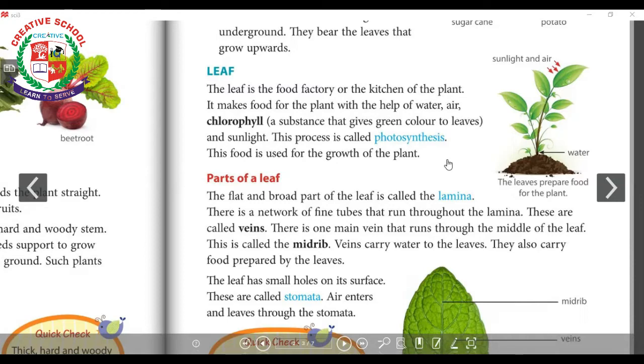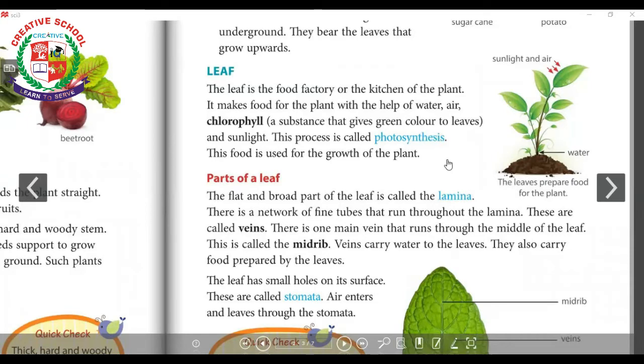The leaf is the food factory or the kitchen of the plant. Why do we say like that? Because the leaf makes food for the plant with the help of water, air, sunlight and also chlorophyll.